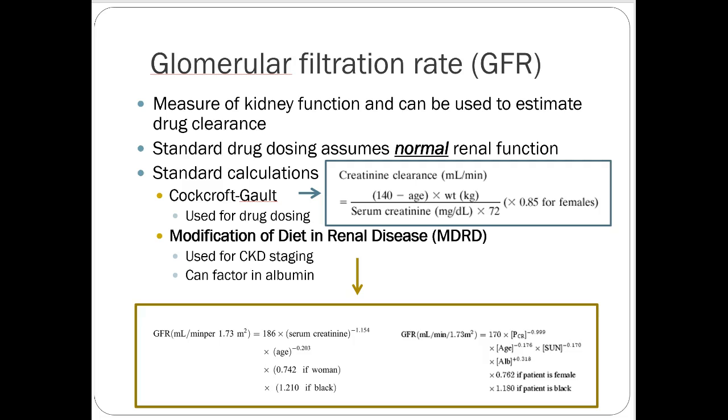This slide is an exact copy from that first lecture about pharmacokinetics in the beginning of the semester. But just to review what the differences are in the equations. And remember, the Cockcroft-Gault equation is for drug dosing primarily. That's where if you read a drug monograph and it says to renally adjust based on this creatinine clearance, that's where the Cockcroft-Gault equation is used. And the MDRD equation is going to be used for our CKD staging.